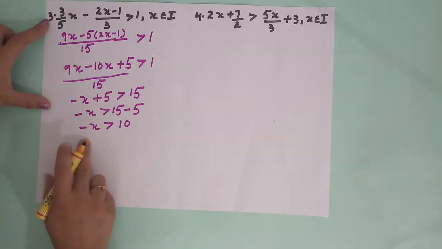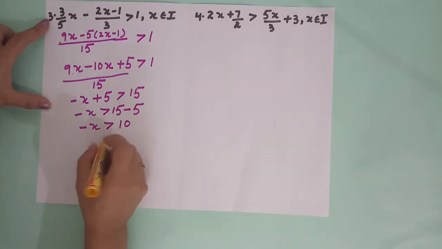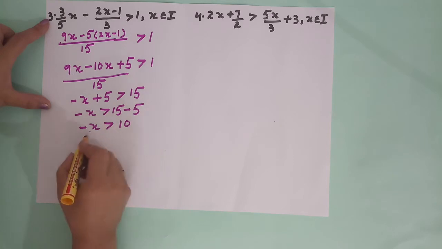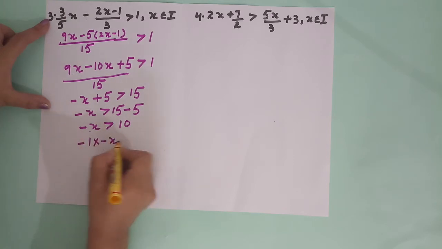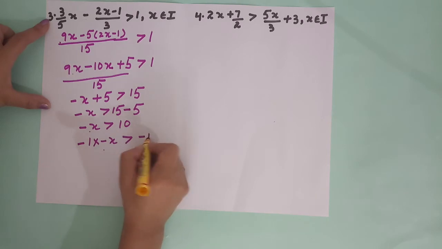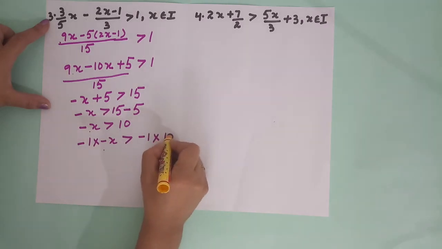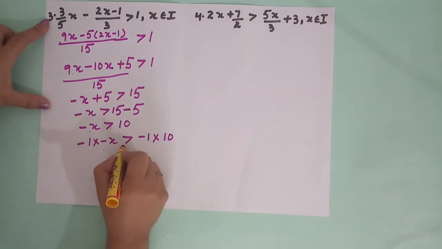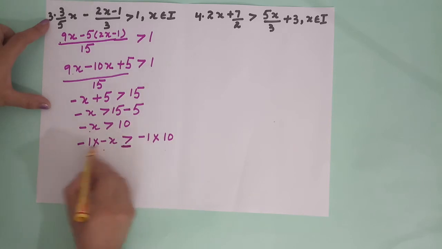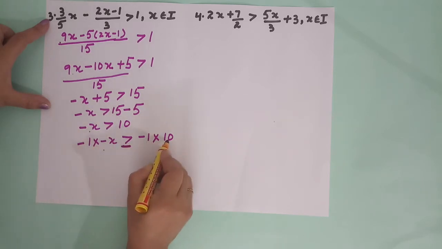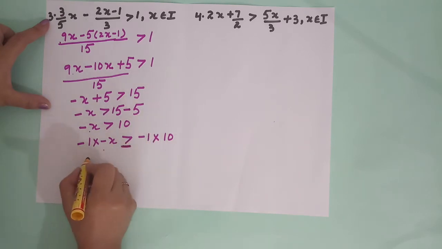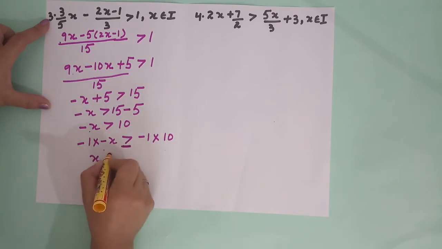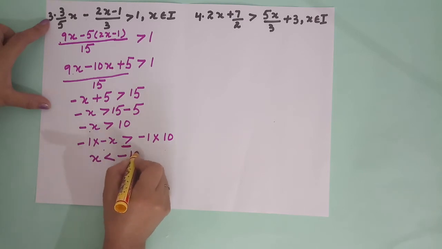Now our x should be positive. So what will we do? We will multiply both sides by -1. So this will become -1 into minus x is greater than -1 into 10. Okay, now tell me what will happen to this sign, because I have multiplied both sides of the inequation by a minus number. So this will flip. So I will get x is less than -10.